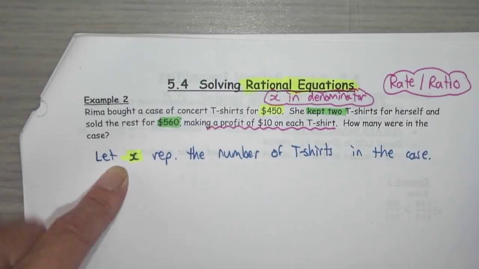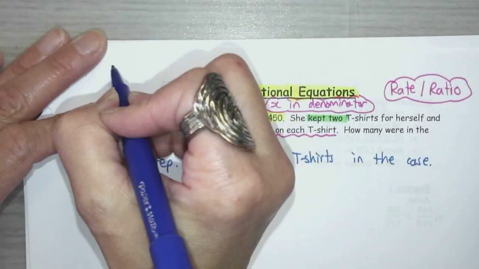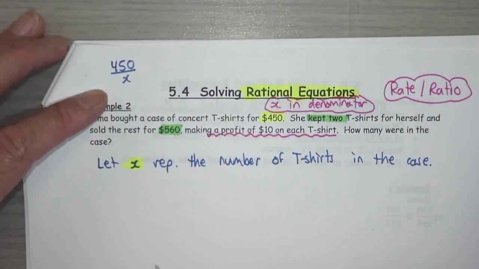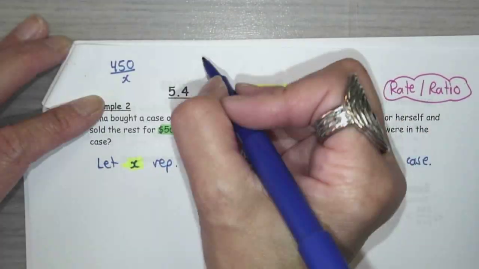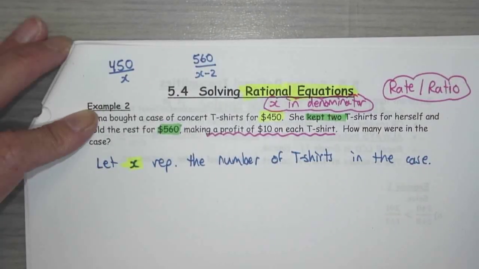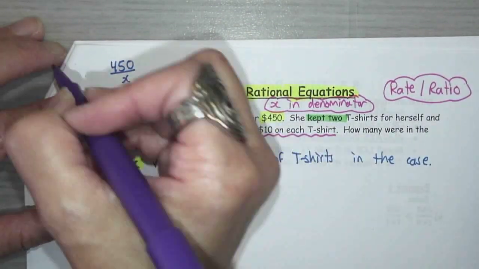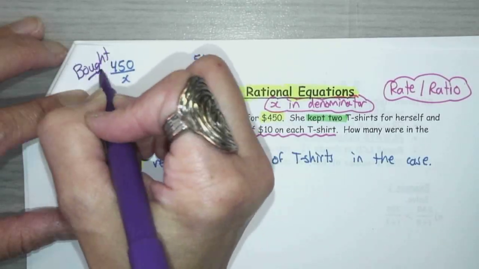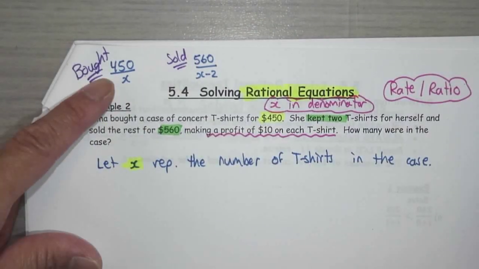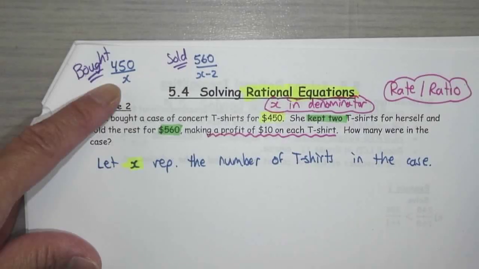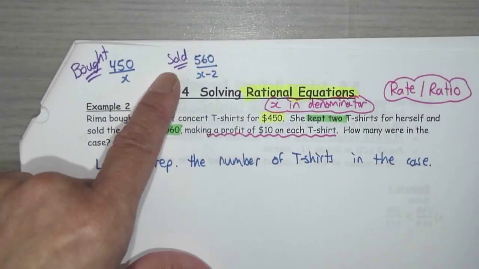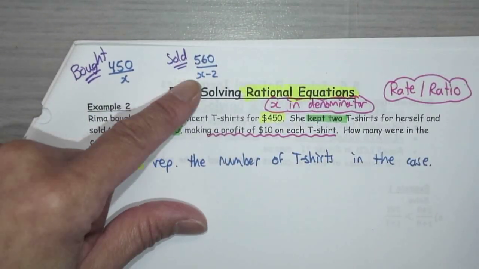Let me write this down. So one of them is $450 for x t-shirts. That's one rate. Then my other rate is that she had $560 for x minus 2 t-shirts. That's another rate. This first one is what we bought it for, and this is sold. She bought it at the rate of $450 per x t-shirts, so maybe that was 10 t-shirts. This sold, she was selling it at $560 for whichever number of t-shirts.